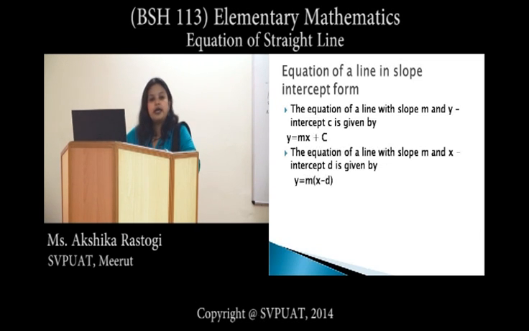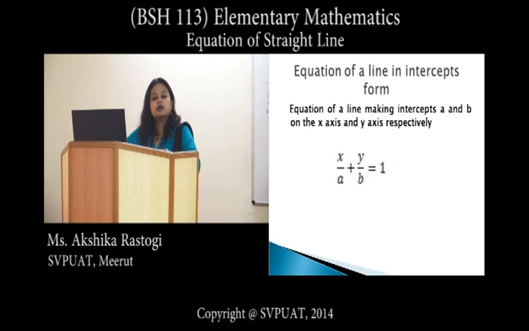Then the equation of a line which makes a slope m and is intercepting on the x-axis, that is y equals m into x minus d. Our next condition is where the line is intercepting both on the x-axis and on the y-axis. We have a standard equation, that is x upon a plus y upon b equals 1.